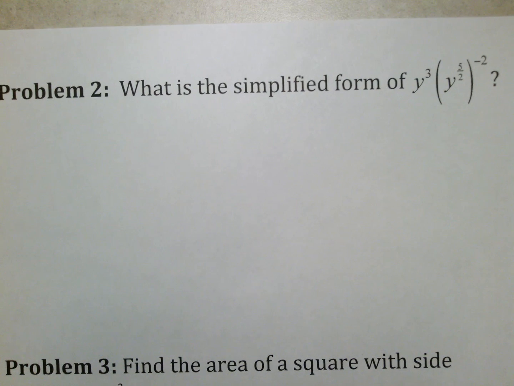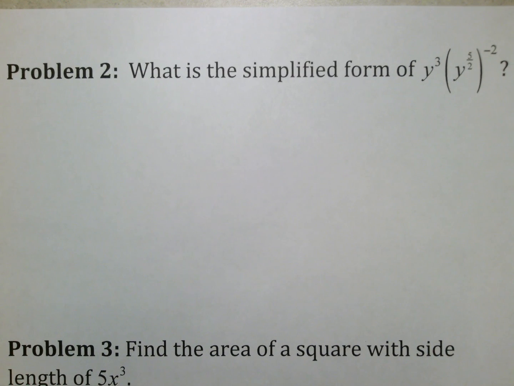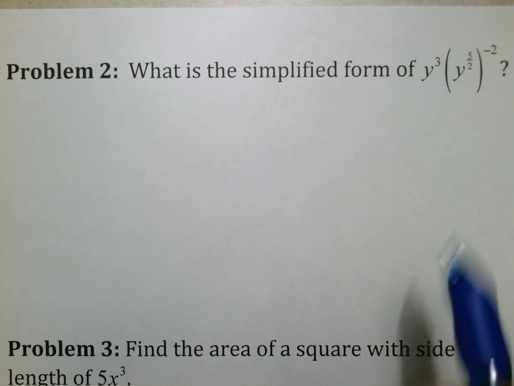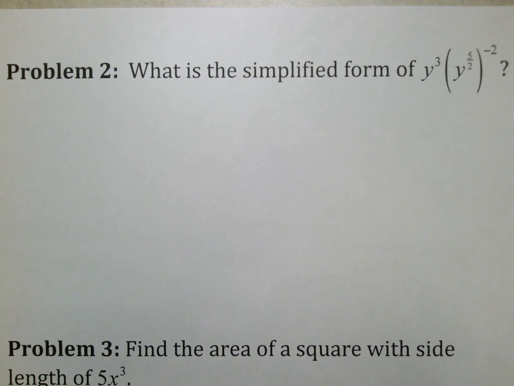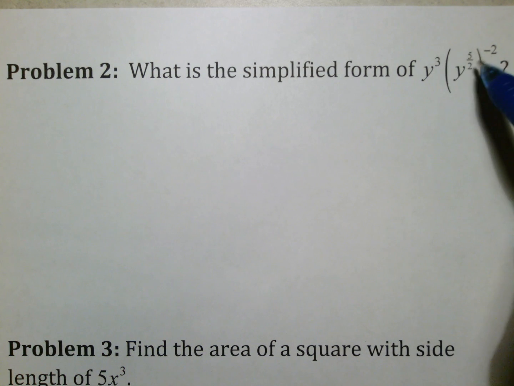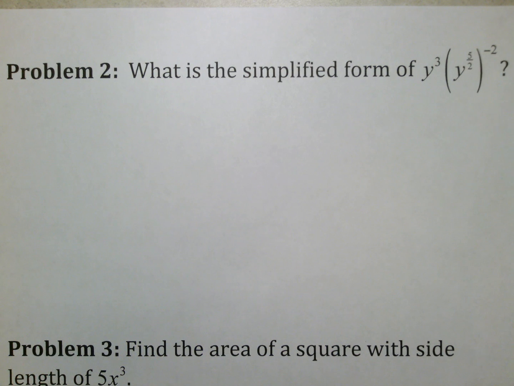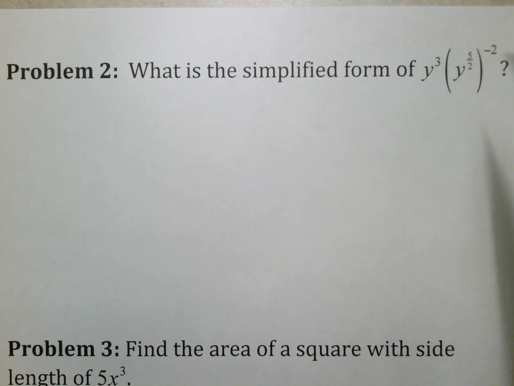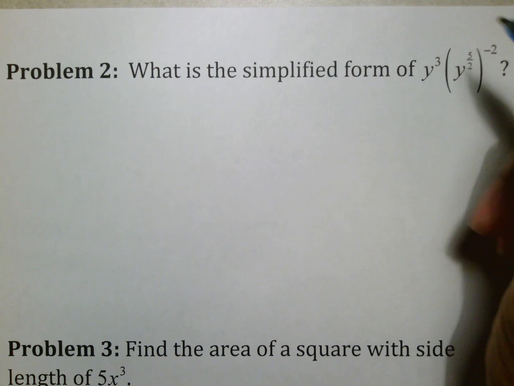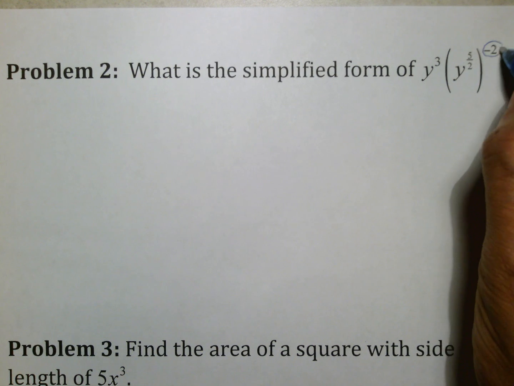Problem 2 is where we're going to start putting some of this stuff together. It's asking for the simplified form of y to the 3rd times y to the 5/2 to the -2nd. This has power to a power, which is a power property that we just learned today. It also has a negative exponent, which is what we learned Monday. It also has 2 numbers being multiplied with the same base, which is what we learned yesterday. And what you have to do is remember to get rid of the floating exponent first.